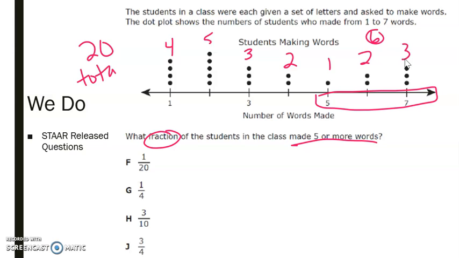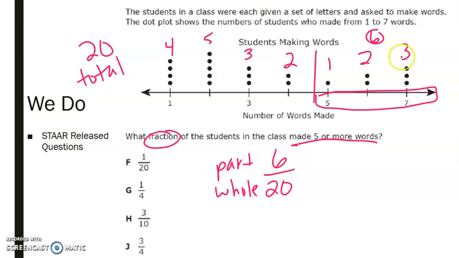Okay, and I'm looking for a fraction of the 5 or more. So we already said that 5 or more is on this side. So we have 6 out of 20 students. We have our part over our whole. Now, in this case, I look at my answer choices and I see that I don't have 6 20ths as an answer here. So in this case, I'm going to have to simplify or reduce.